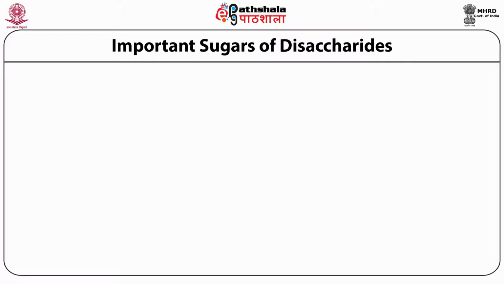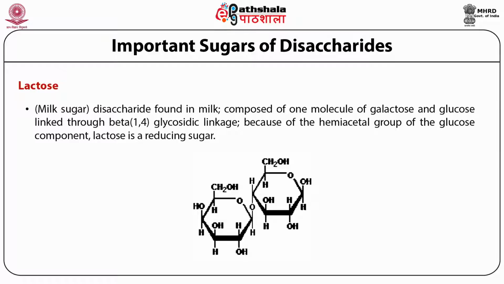Importance of disaccharides, especially lactose. It is a disaccharide found in milk, composed of one molecule of galactose and one of glucose linked through a beta-1,4 glycosidic linkage. Because of the hemiacetal group of the glucose component, lactose is a reducing sugar. Why? Because one sugar unit has a free C1 hydroxyl group, it can undergo rearrangement, open the ring and form an aldehyde group, which is responsible for reducing sugar behavior.